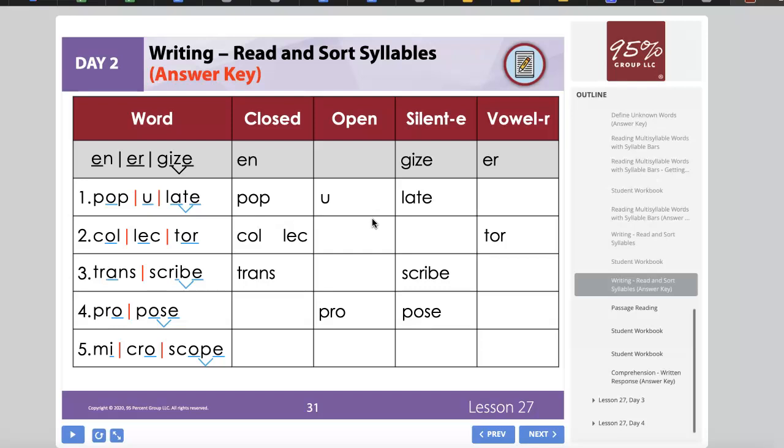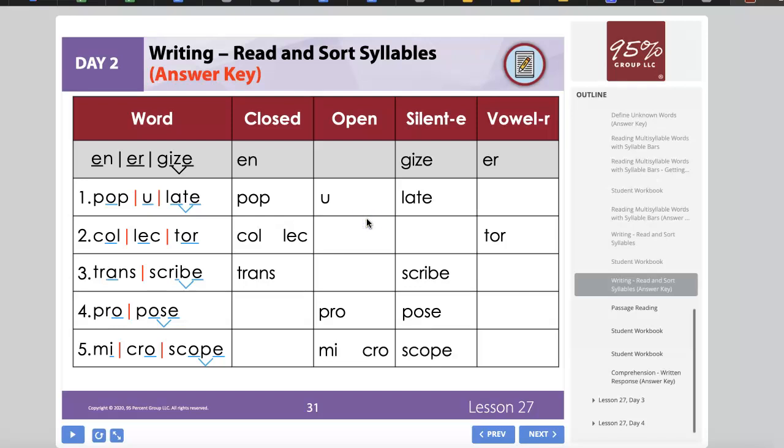All right. The last and final word is microscope. Everyone say microscope. Microscope. All right, let's look at the first syllable. Mi. Where does that need to go? Open. Good job. What about crow? Crow. That needs to go in open as well. What about scope? Scope. That needs to go in silent E.